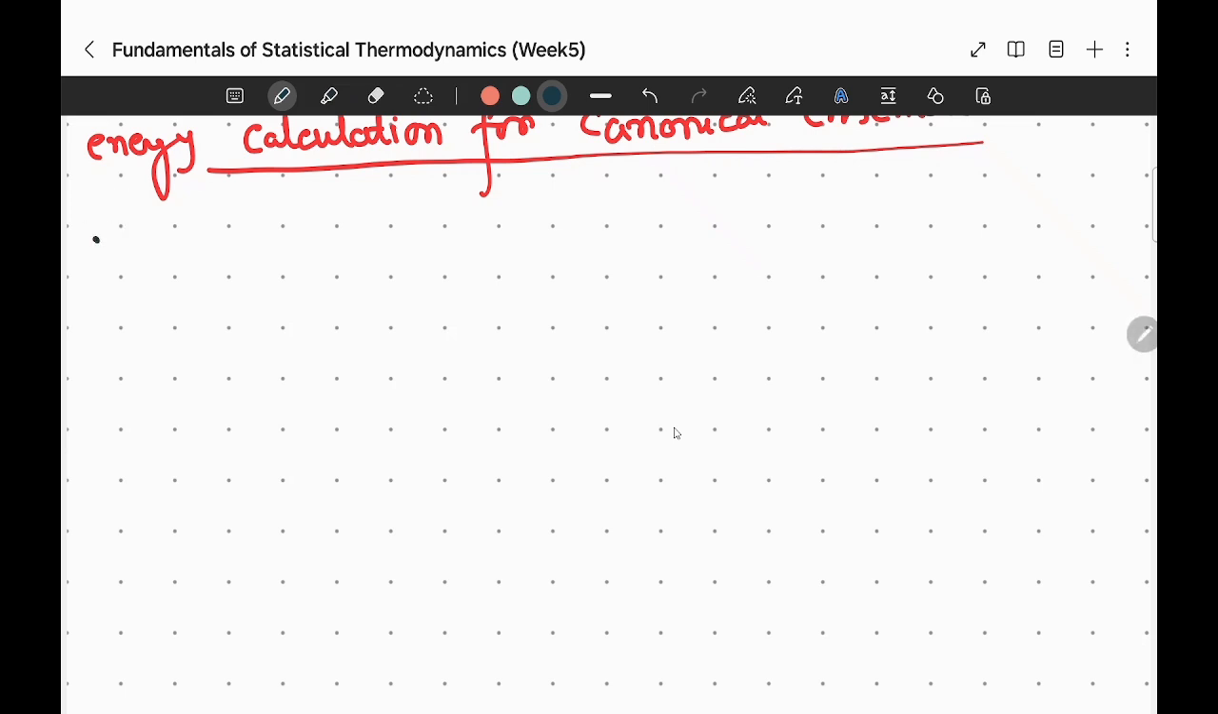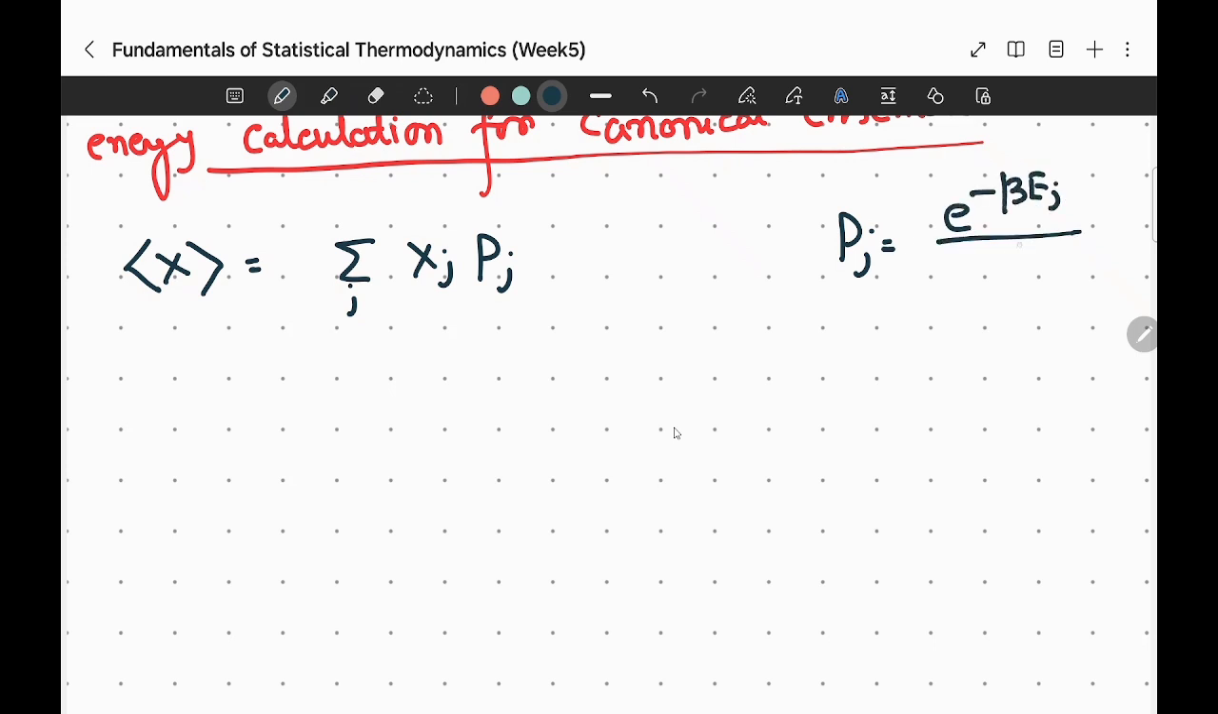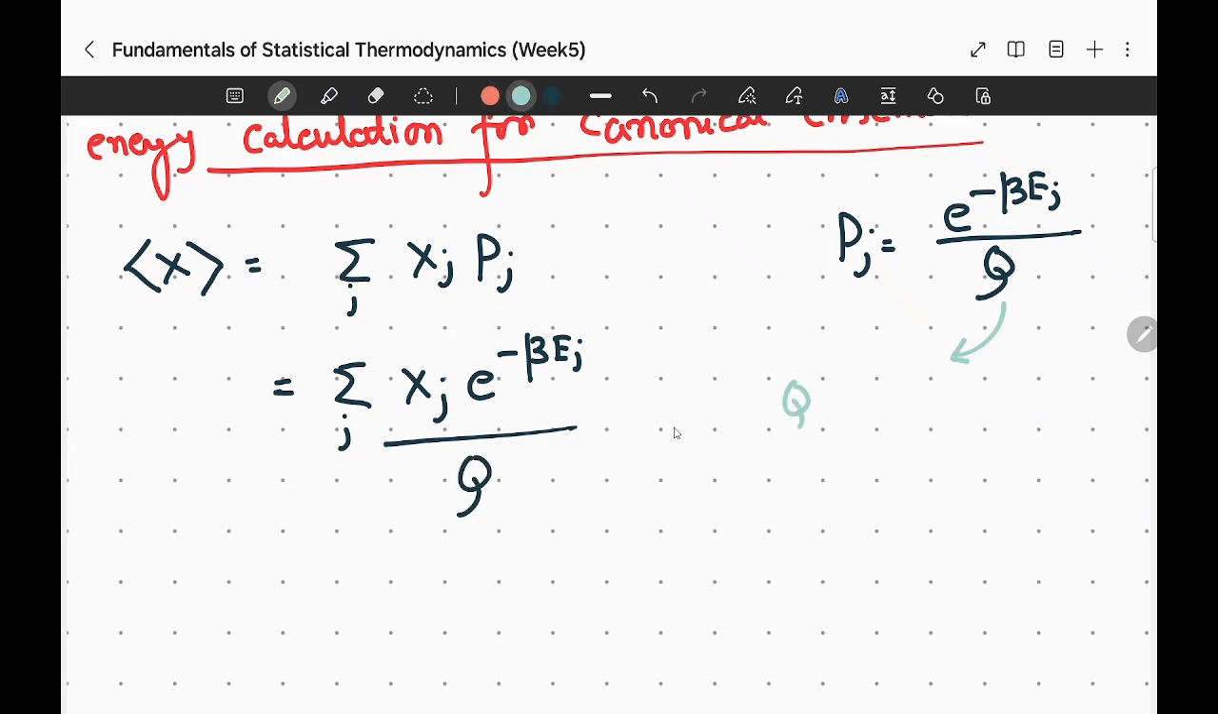Pressure. In general, we know that if you calculate any property X, how can you calculate that? X_j P_j, and you know that P_j is e to the power minus beta E_j divided by the partition function. So you can write X_j e^(-beta E_j) divided by Q, and the definition of Q is the partition function, which is the sum over e^(-beta E_j). One thing you have to keep in mind always: here the summation is over the states, not the levels. If you consider the levels, then you have to consider the degeneracy.